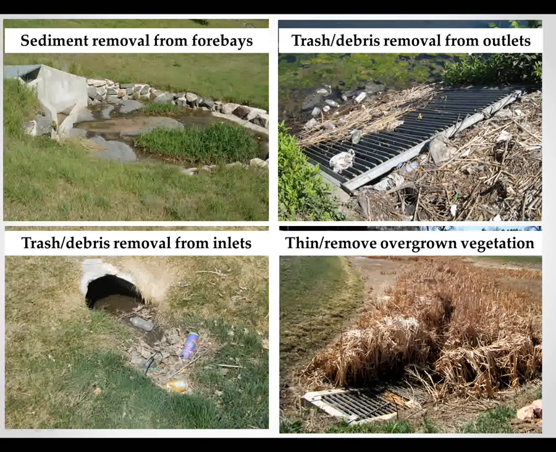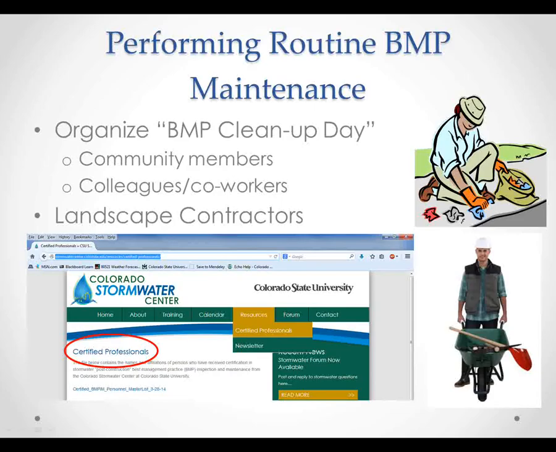BMP maintenance activities can be categorized as routine and non-routine. Routine maintenance, such as sediment removal from inlets and forebays, trash and debris removal from outlet structures, and removal of unwanted vegetation, may have to be performed at least once per year. These activities can generally be performed by non-professional personnel using typical household equipment such as shovels, wheelbarrows, and rakes. You may want to organize a BMP cleanup day with community members or co-workers to help perform these activities.